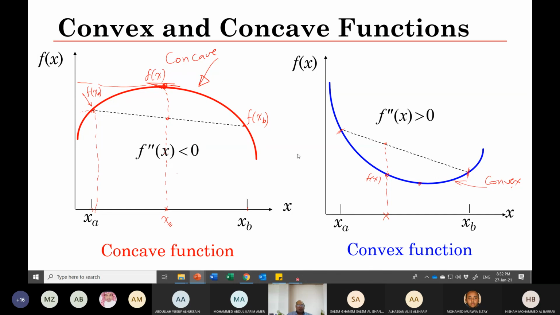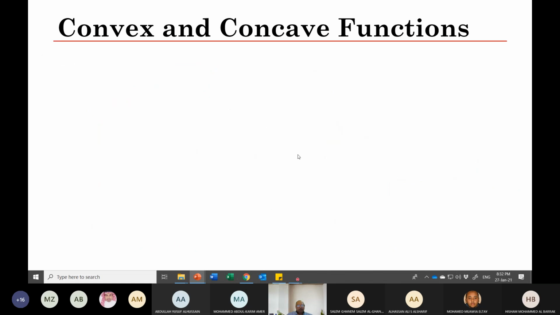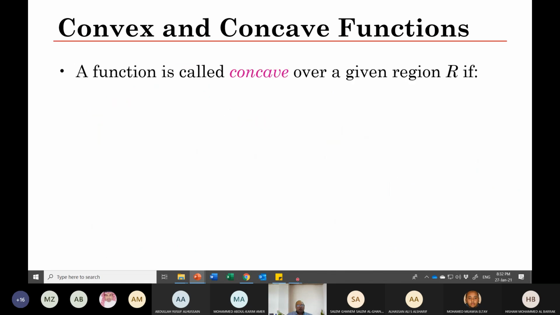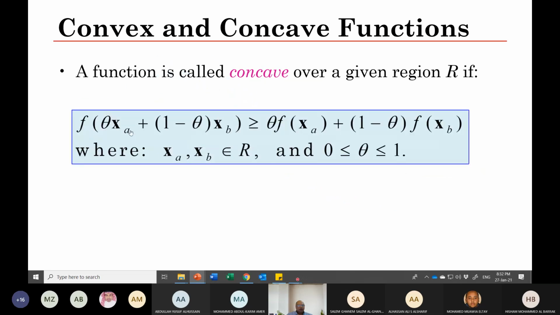So let us describe this mathematically. A function is called concave over a region R if, for the interpolation on x, theta is a constant between 0 and 1, the function is greater than the interpolation over the function values of f of xa and f of xb. Is it clear? The definition is clear?